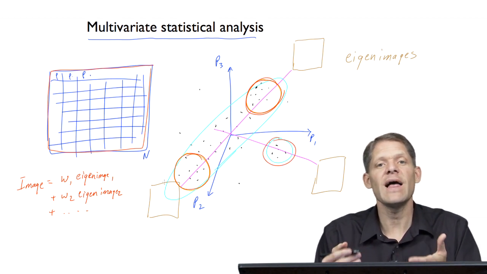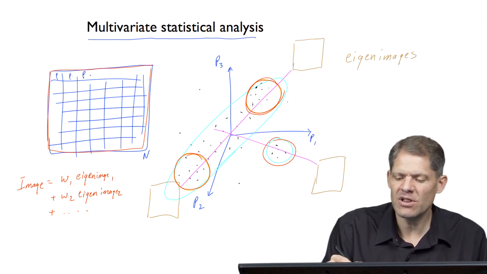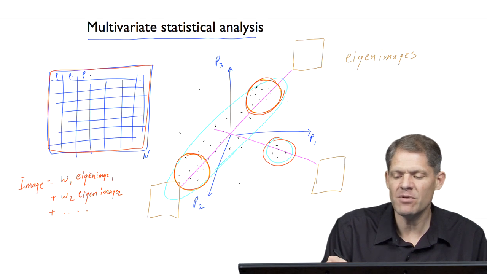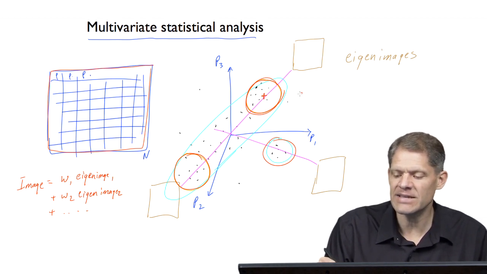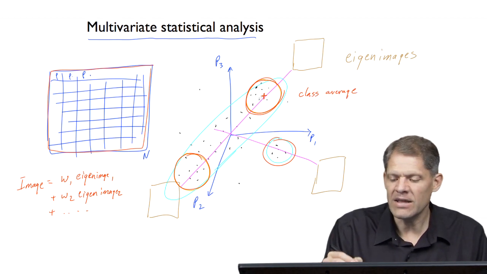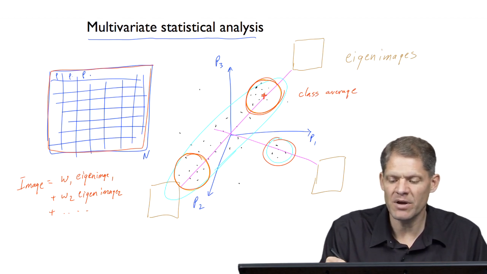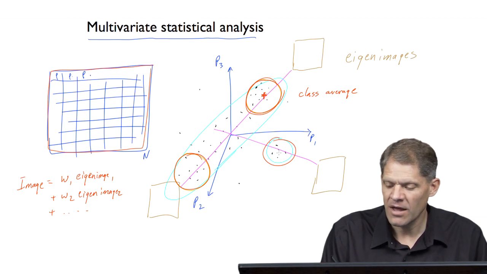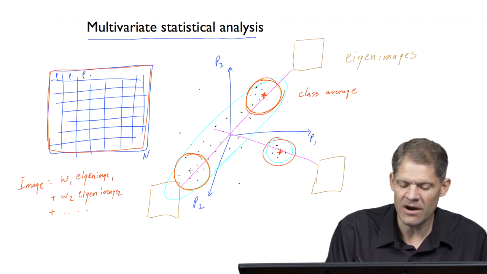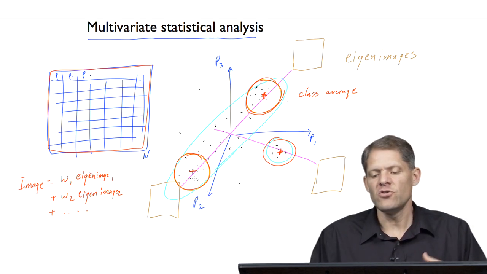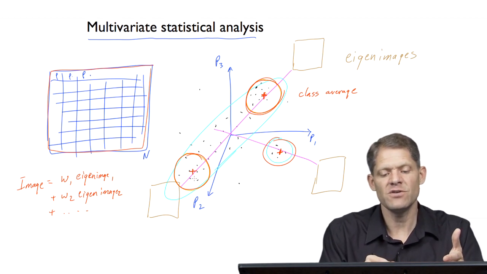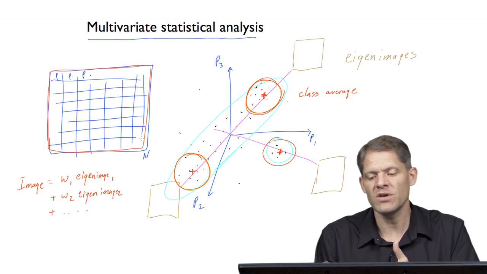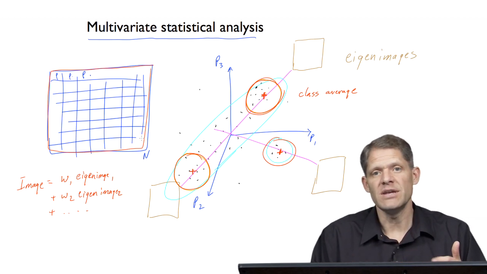And within each class, you can then align and average each of the images in that particular class to give you some kind of a class average image that, if you were to plot it in the space, would appear near the center of that cluster. And so you could get a class average there and a class average there. Then you could take those class averages and realign each of your experimental images with the class averages and proceed.